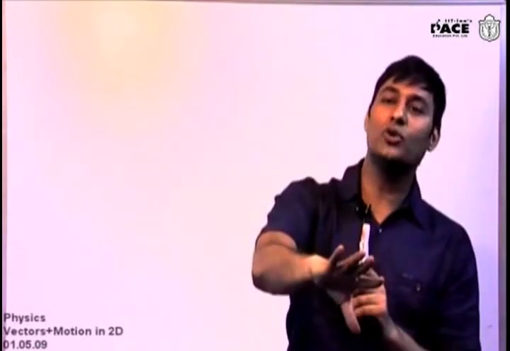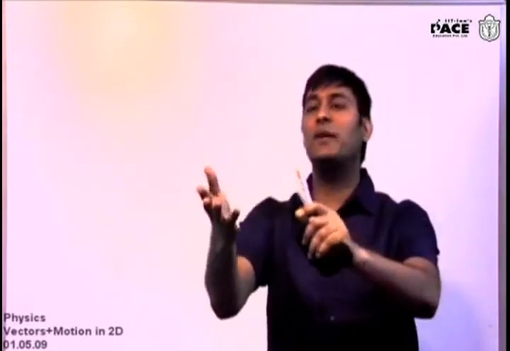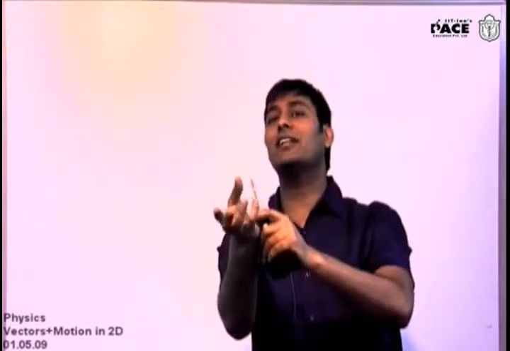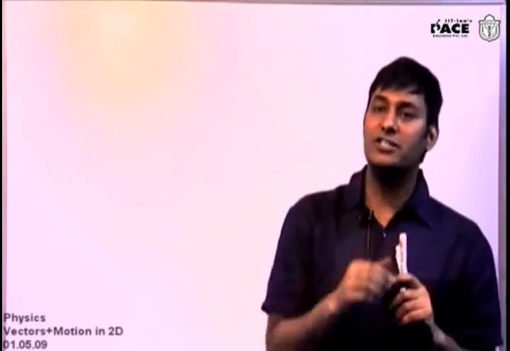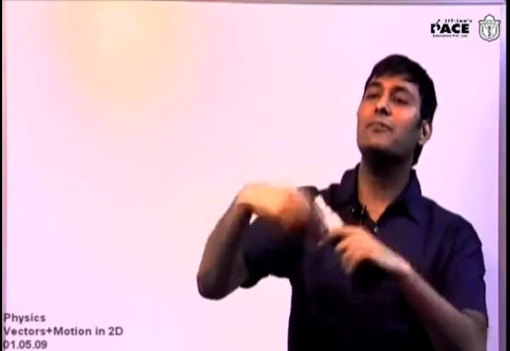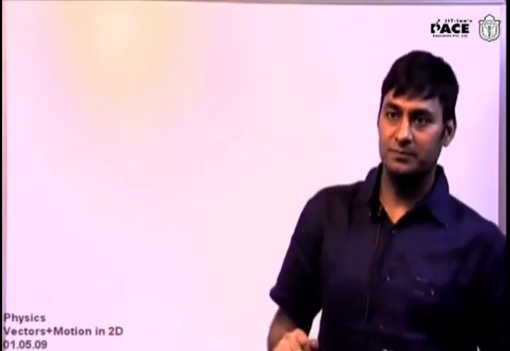So we have learned a little bit about addition. We have learned a little bit about subtraction. Subtraction is exactly addition only. In subtraction, a minus b, all you have to do is make the vector b as minus b. Change the direction. And then add a and minus b, you will get a minus b. So addition, subtraction, then we learned resolution. Then we learned how to use resolution in addition.